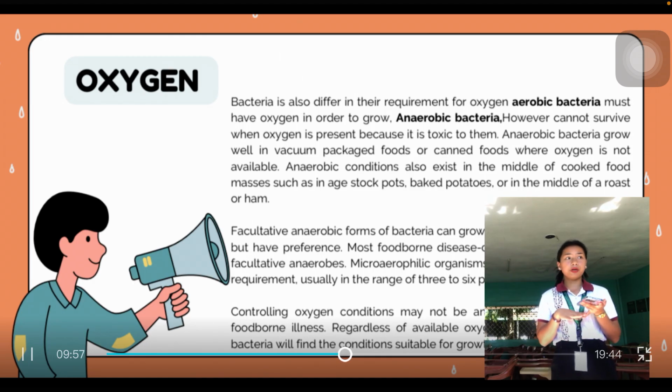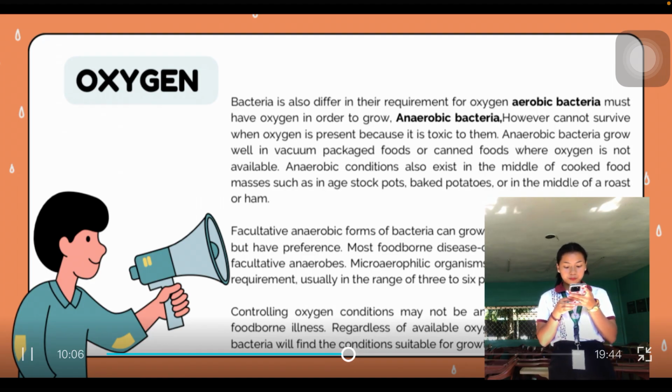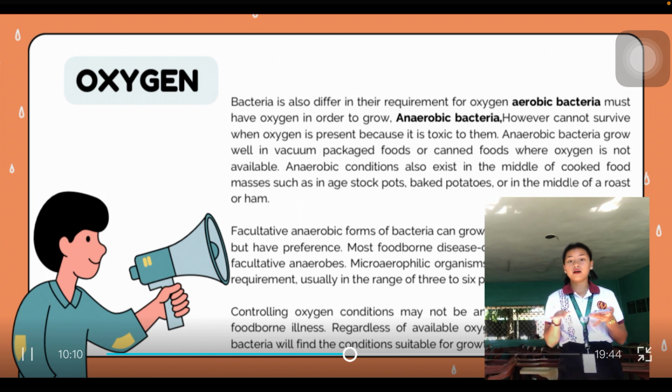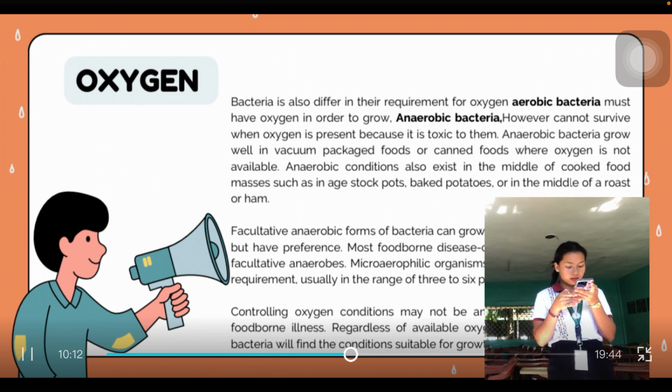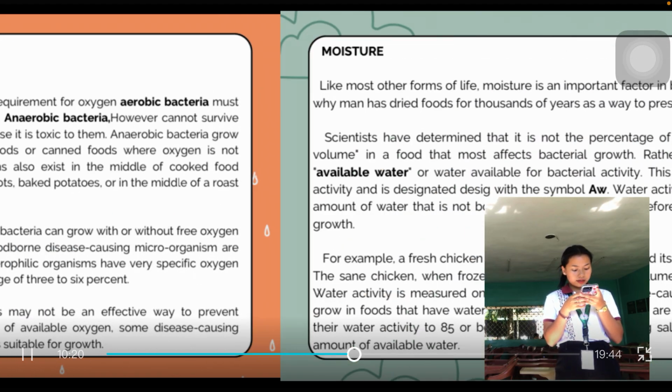But anaerobic bacteria can still grow in half-cooked foods, like roasted foods, stock pots, and baked potatoes. They are only half cooked, so the bacteria can still survive in them. Next slide.